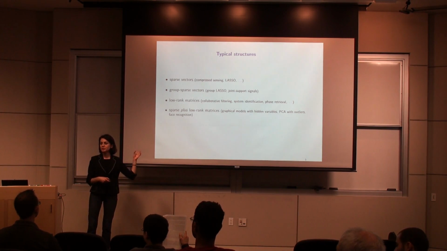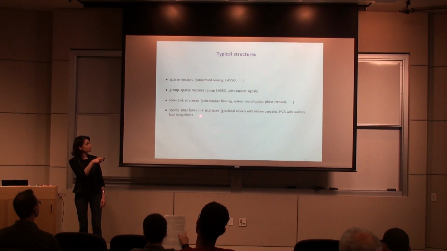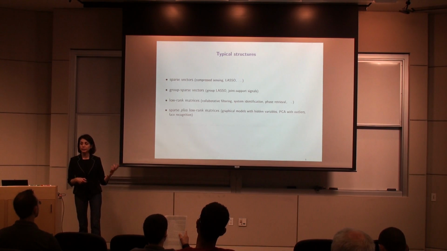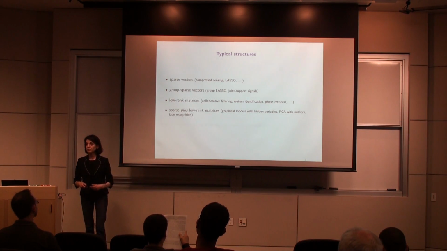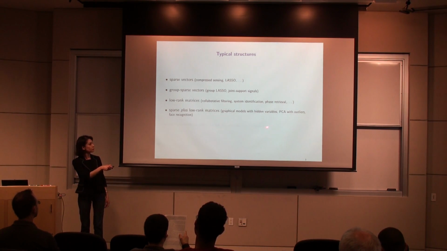Then what else? These are the typical structures one sees quite often. More recently, there have been structures that combine these existing types of structures. For example, you can say, I'm looking for a matrix that is a summation of a low rank part and a sparse part. The low rank part encodes some part of your model and the sparse part something else.